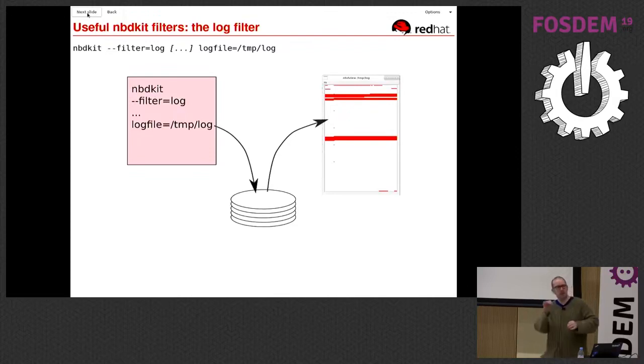It's important to note that NBDKit is not a graphical tool. NBDKit knows nothing about graphics or anything like that. What's actually happening here is that we're using the log filter, we're writing a log file, and we've got a second graphical program, just a program that I wrote for this talk, which is tailing that log file and then creating the visualizations that you'll see. So NBDKit is not a graphical program, it's just a command line tool, a Network Block Device server.